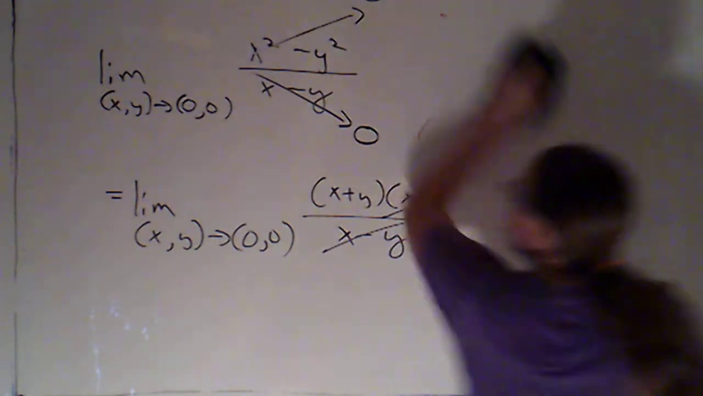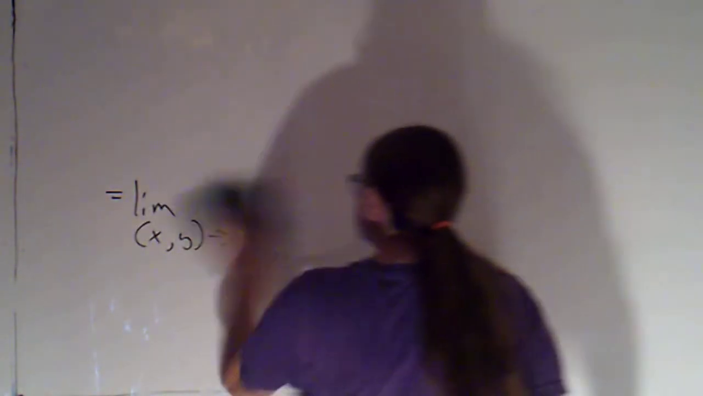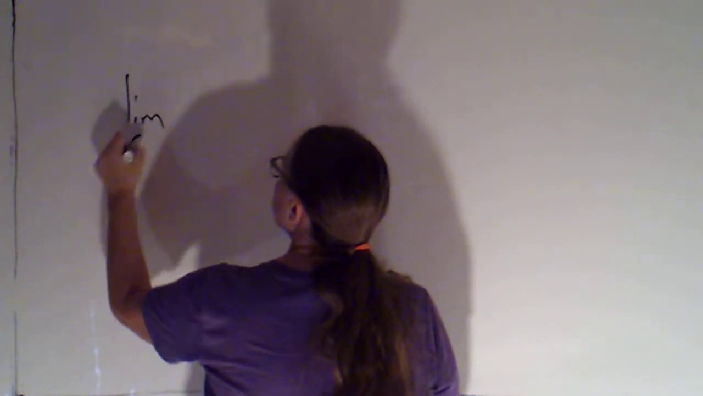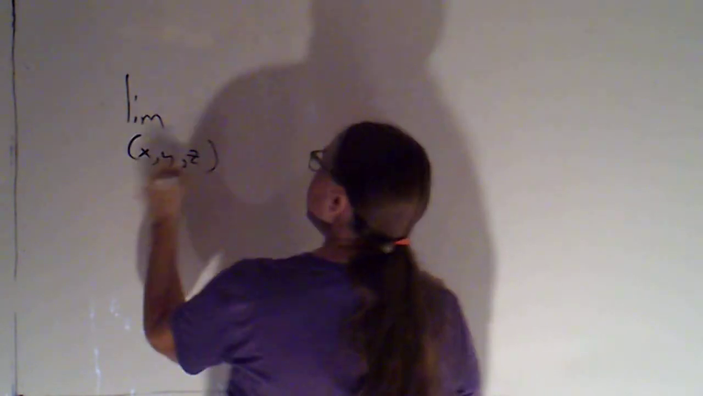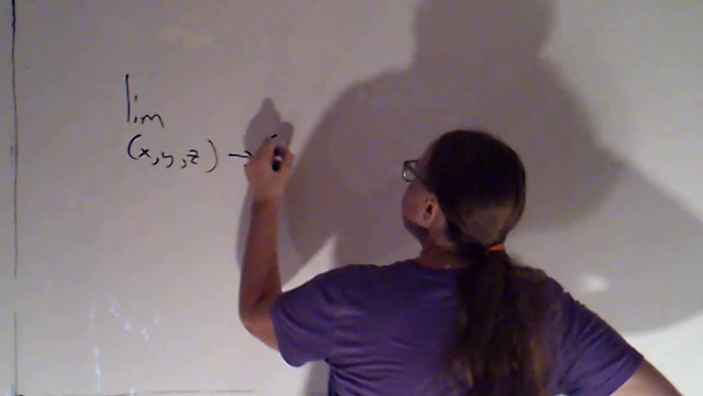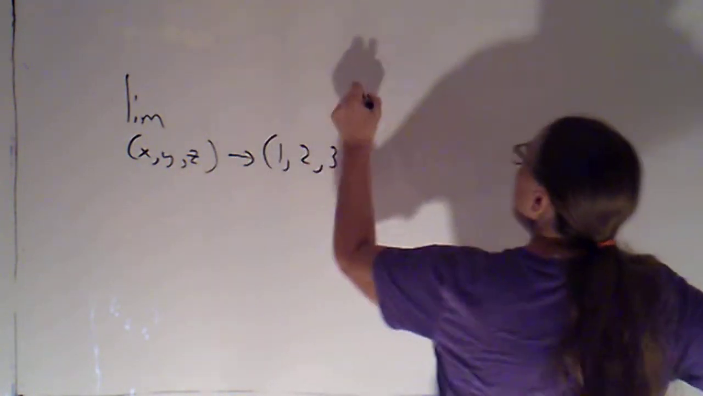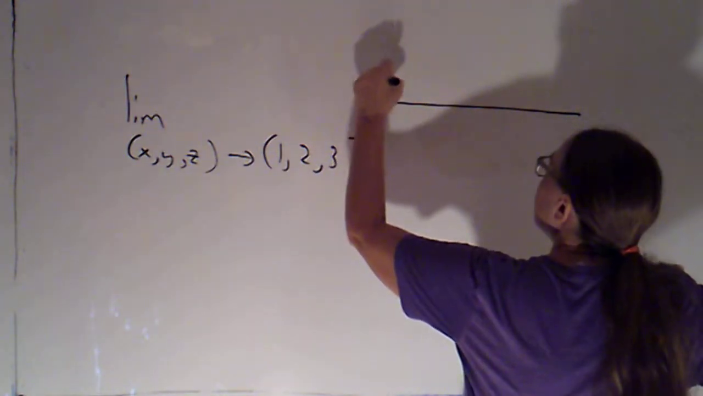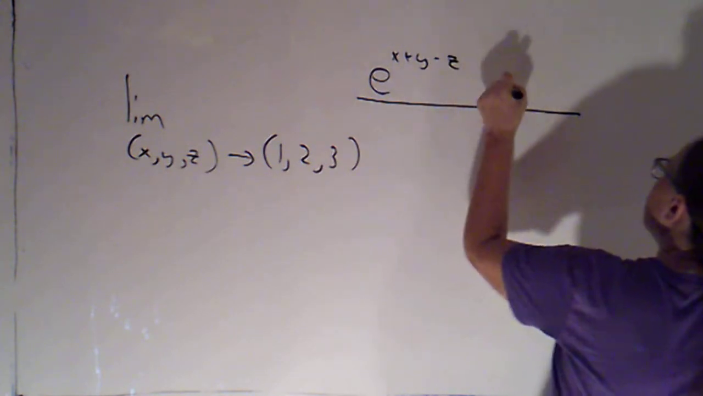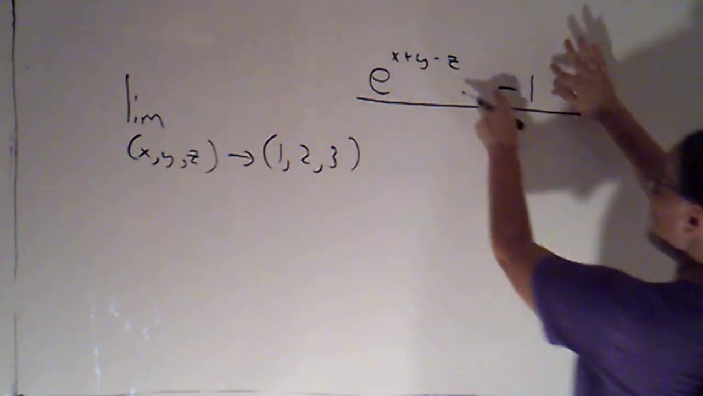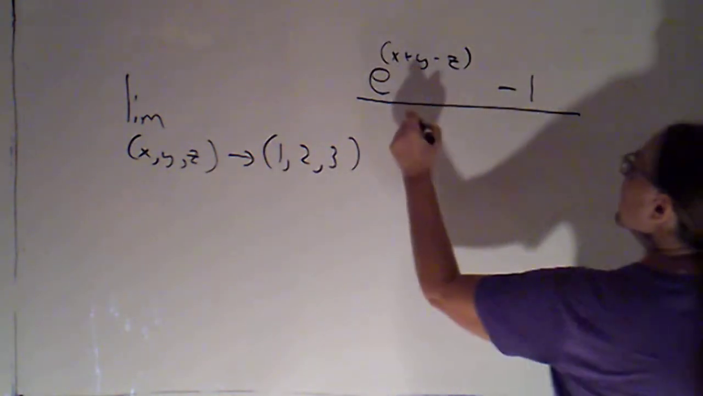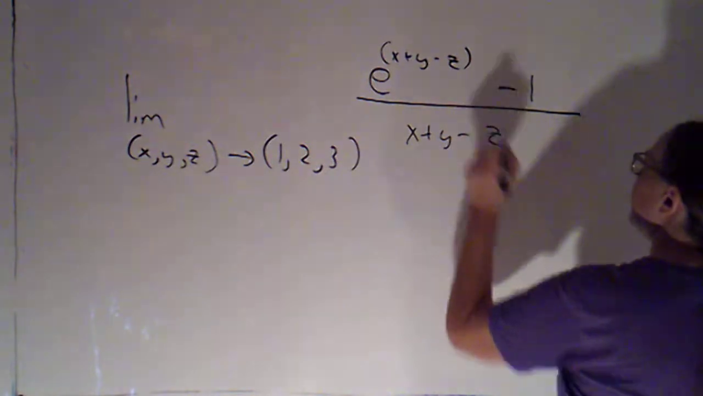Let's take a look at another example. Let's suppose I had the limit as (x, y, z), we'll go into a function of 3 variables this time, approaches (1, 2, 3) of e to the x plus y minus z, minus 1. So the minus 1 is not part of the exponent. The exponent there is just x plus y minus z, and then over x plus y minus z.